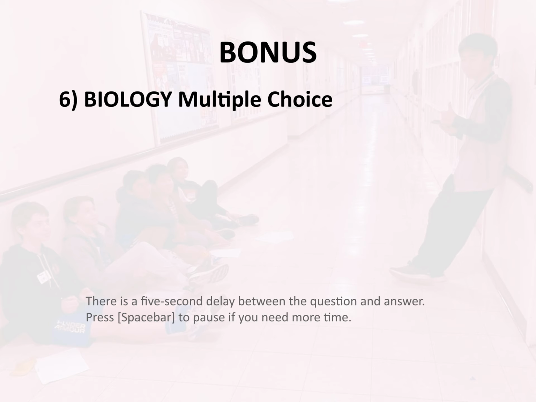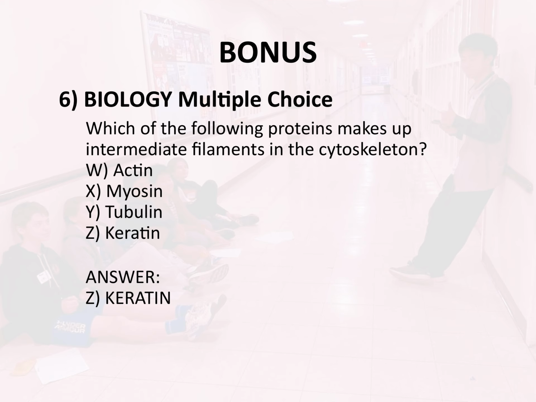Bonus 6. Biology. Multiple choice. Which of the following proteins makes up intermediate filaments in the cytoskeleton? W. Actin. X. Myosin. Y. Tubulin. Z. Keratin. Answer: Z. Keratin.